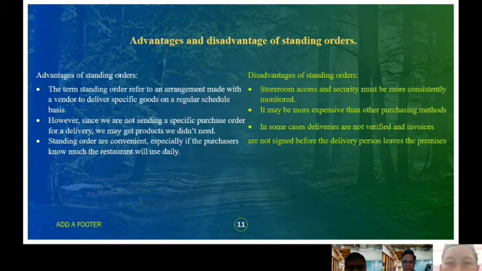Disadvantage of standing orders. Firstly, storeroom access and security must be more consistently monitored. Secondly, it may be more expensive than other purchasing methods.